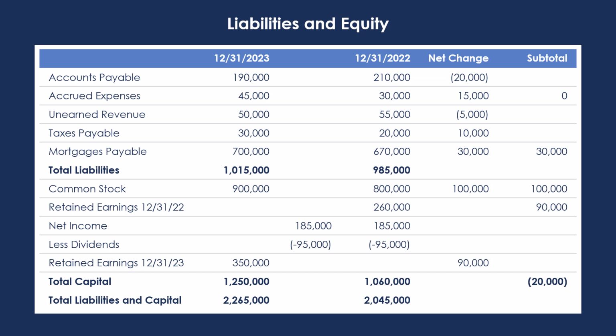Moving on to the equity or capital section of the balance sheet, we see that common stock increased by $100,000 from $800,000 to $900,000. That is a financing source of cash. Next is dividends, which is a payment to shareholders, a financing use of cash, $95,000.